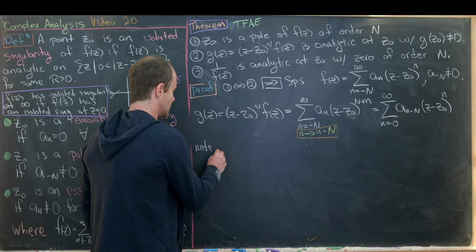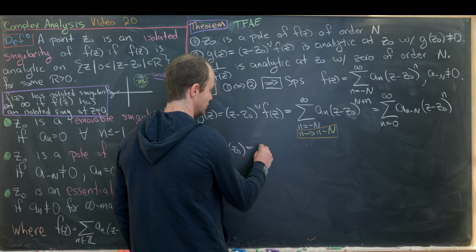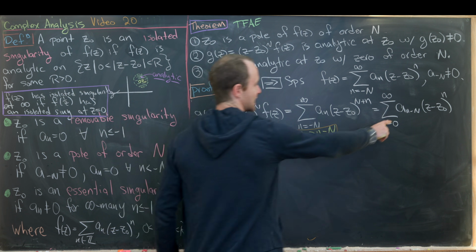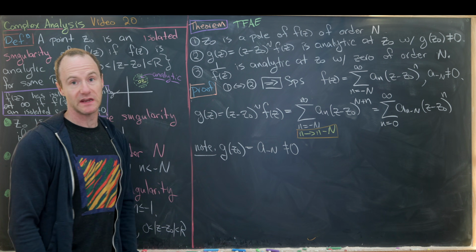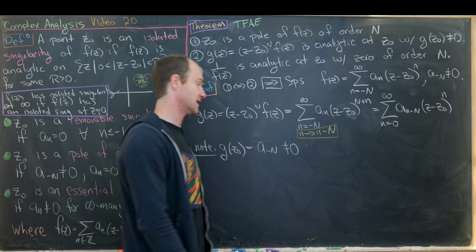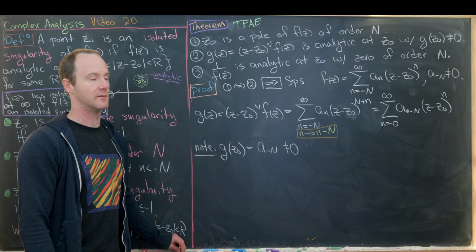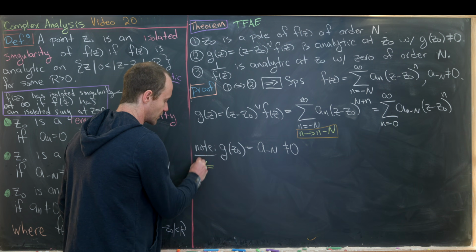Further, we can note that g evaluated at z naught will be equal to a sub minus n, which is not equal to 0. That's by our construction over here. So that's exactly what we need for part 2. We've got that it's analytic by that expansion, and we've got that it's non-zero from this. Okay, so now let's maybe move on to the reverse direction.